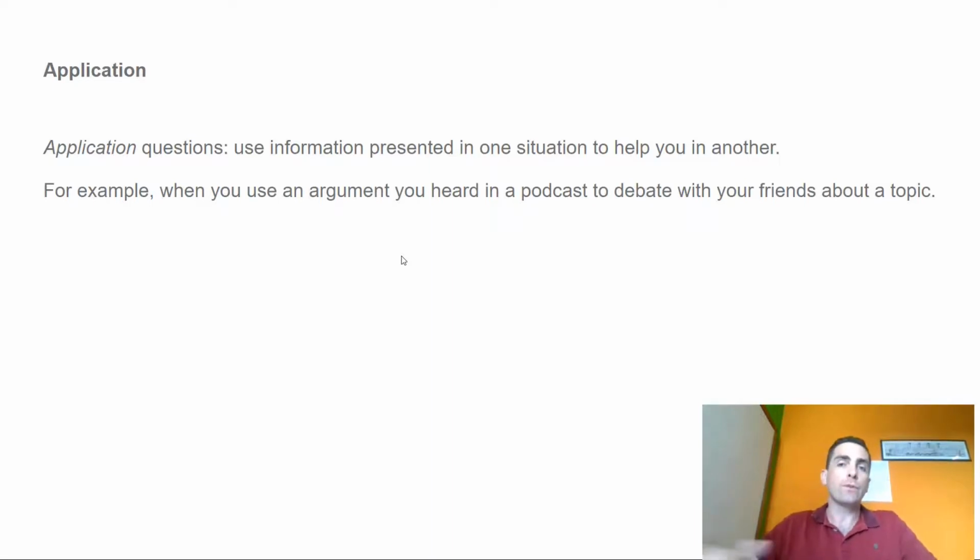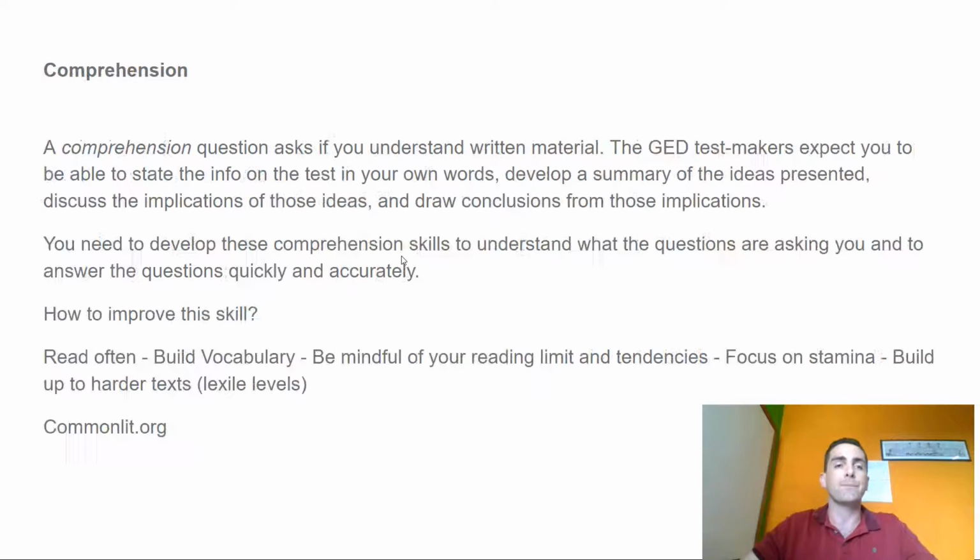And in that debate with your friends later that day, you use some of the arguments that you heard in that economics podcast earlier in the day. That's application. You're using the knowledge you learned earlier from a different situation to help you in the debate in a later situation. And there are lots of questions that practice this skill in the RLA.